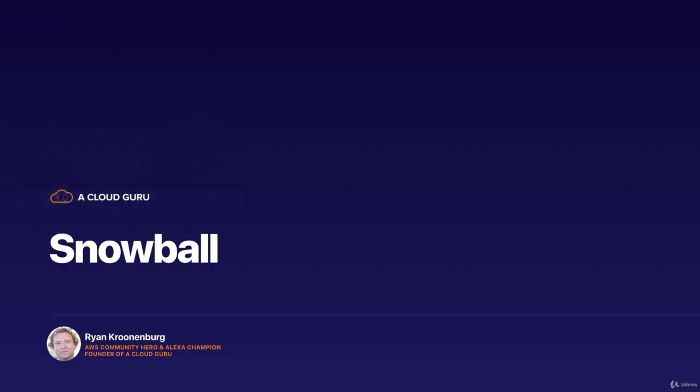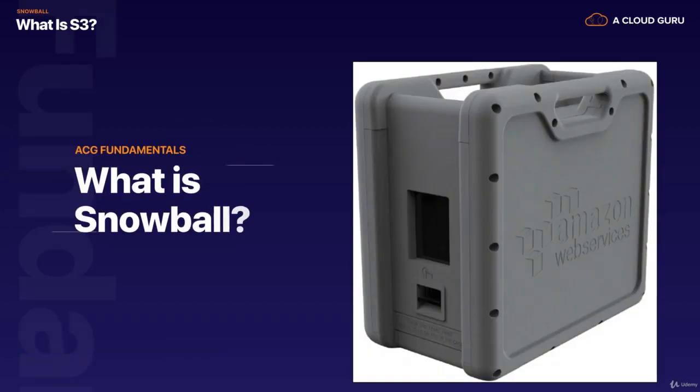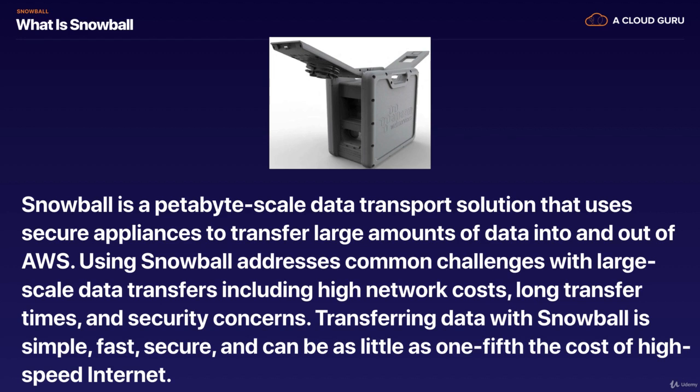This lecture is a theoretical lecture and it's on Snowball. So you might be thinking, what is Snowball? Well, this is a snowball. This is what they look like. They're basically big disks. A Snowball is a petabyte scale data transport solution that uses secure appliances to transfer large amounts of data into and out of AWS. So like I said, it's a big disk.